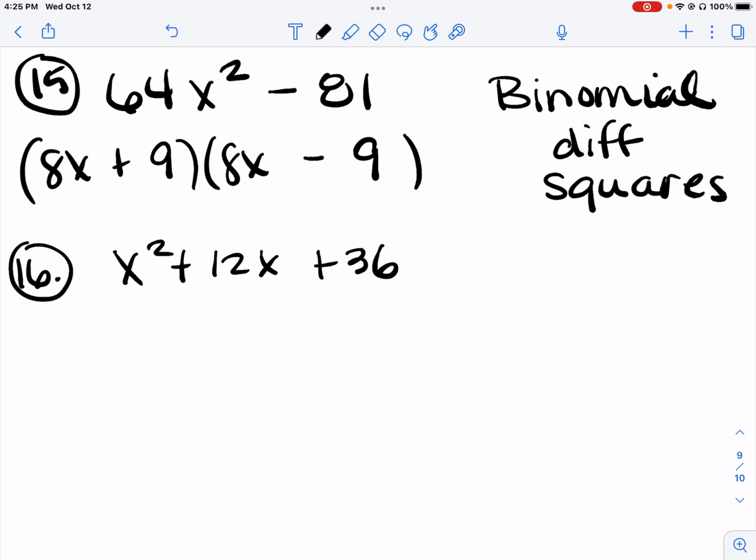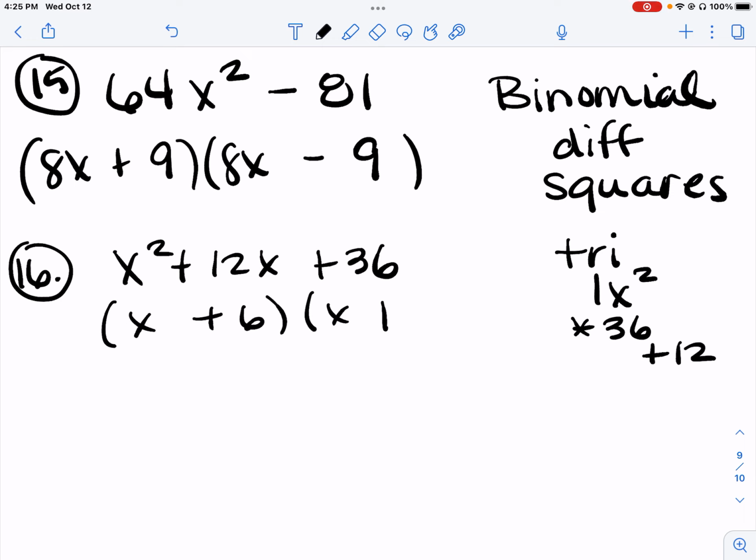Okay, this is also a trinomial, or this one is back to being a trinomial. It's a 1x squared, so multiply to 36, add to 12, that's 6 plus 6, but when it's something times itself, we say squared.